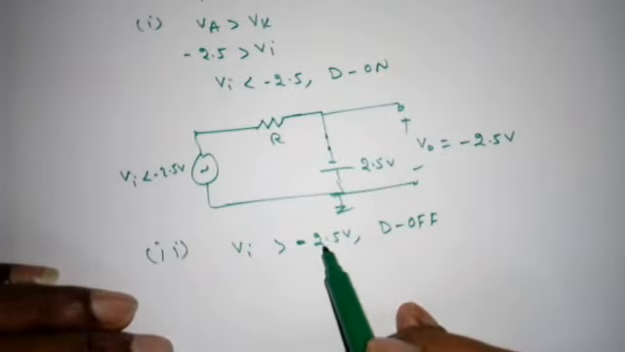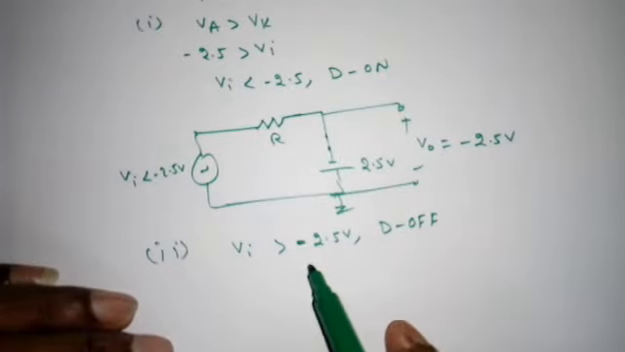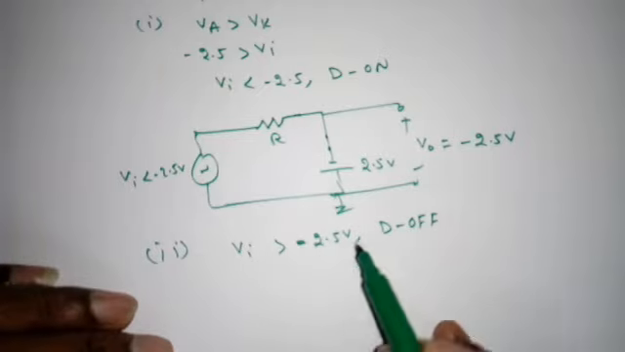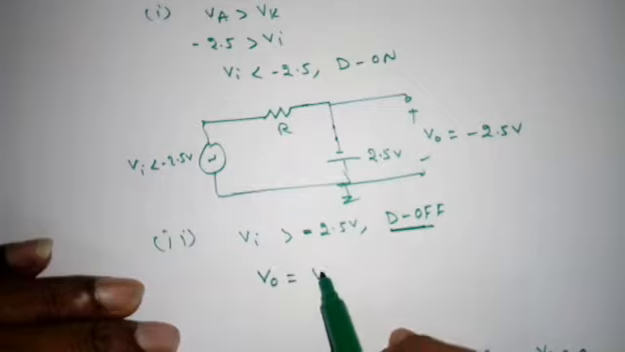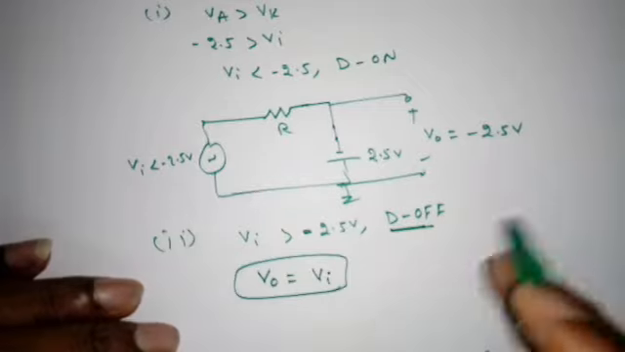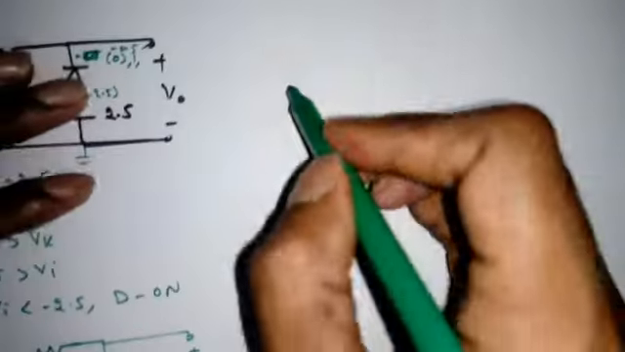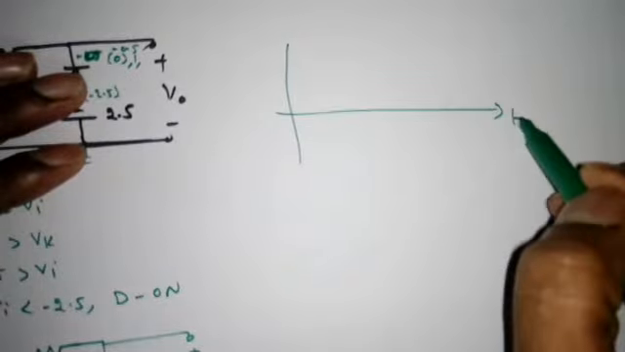When Va is greater than minus 2.5, meaning minus 1.5 or 0 or 1 and so on, the diode will be off. When it is off, simply V0 is equal to Vi. Right? That's it. Now how to draw the output waveform?